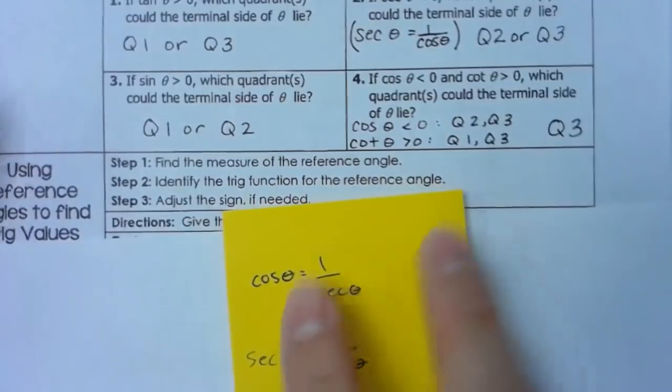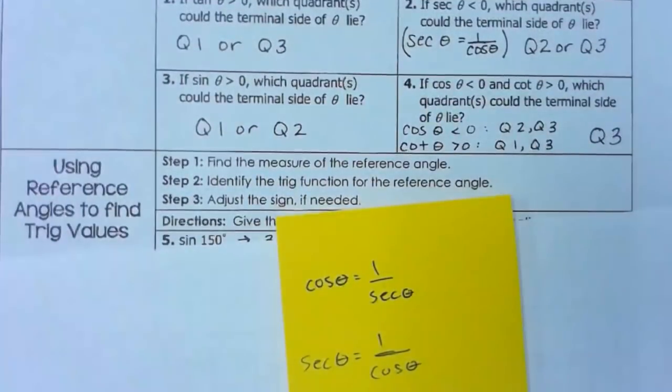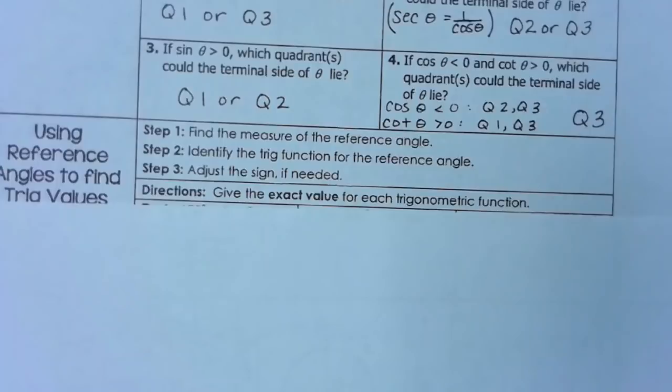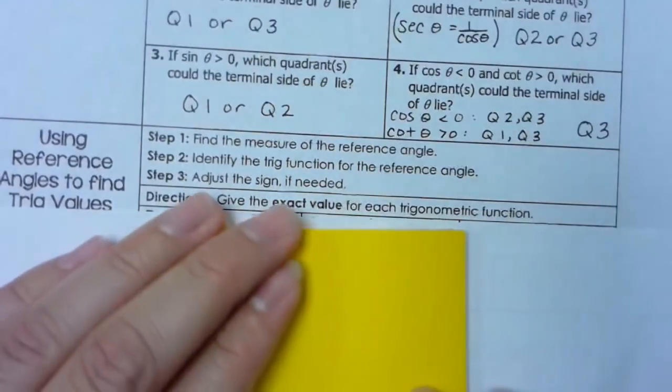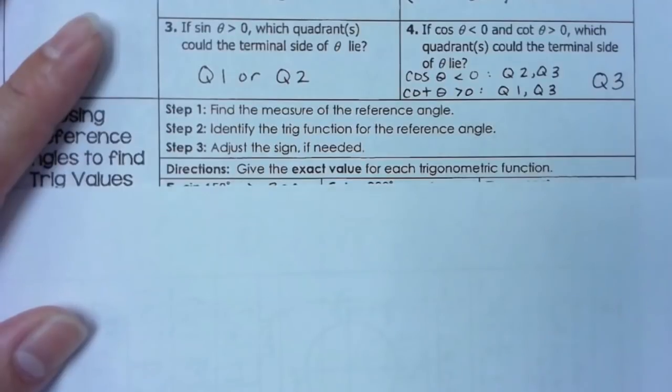The next section says, and I'm reading off the side here, using reference angles to find trig values. This further reinforces the point I made. You just need to really know the first quadrant, and then from there you'll be able to find all the rest. It says find the measure of the reference angle. That will be your first step, then you identify the trig function for that reference angle, and then you adjust the sign if needed, because if you know the first quadrant really well, you know them all. It says give the exact value for each trigonometric function.